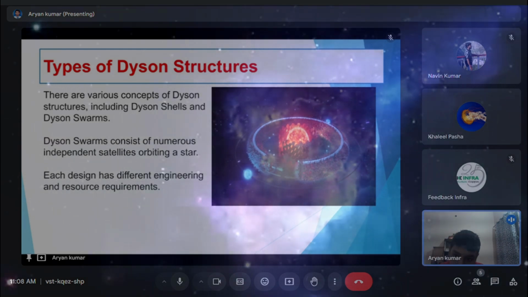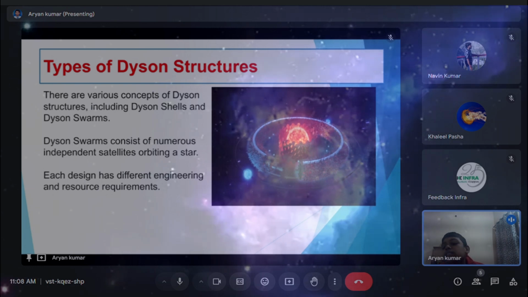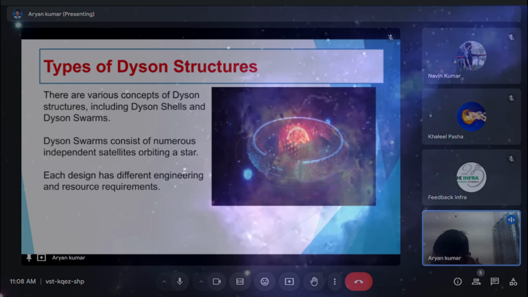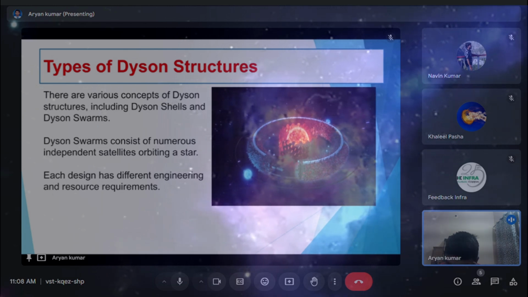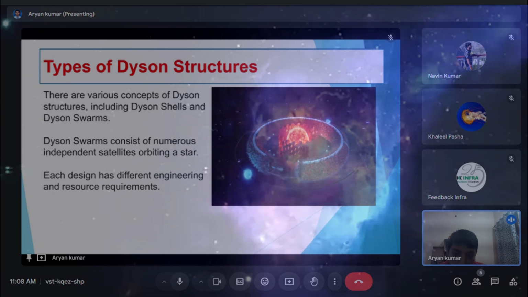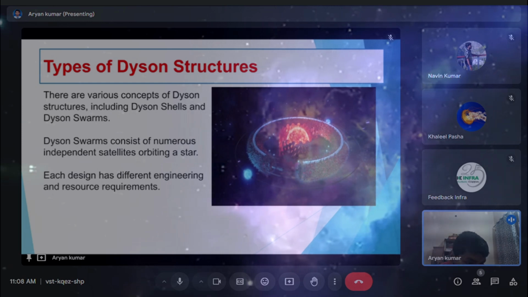So there are various concepts of Dyson structures, including Dyson shells and Dyson swarms. Dyson swarms consist of numerous independent satellites orbiting a star. Each design has different engineering and resource requirements. So these are like solar panels.